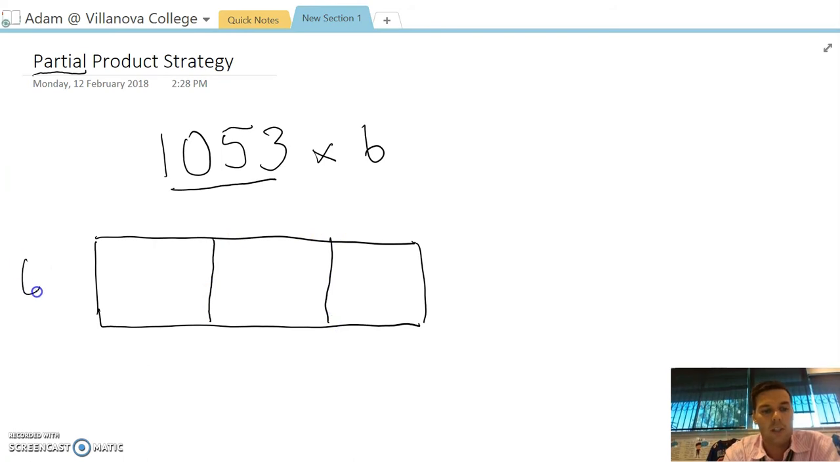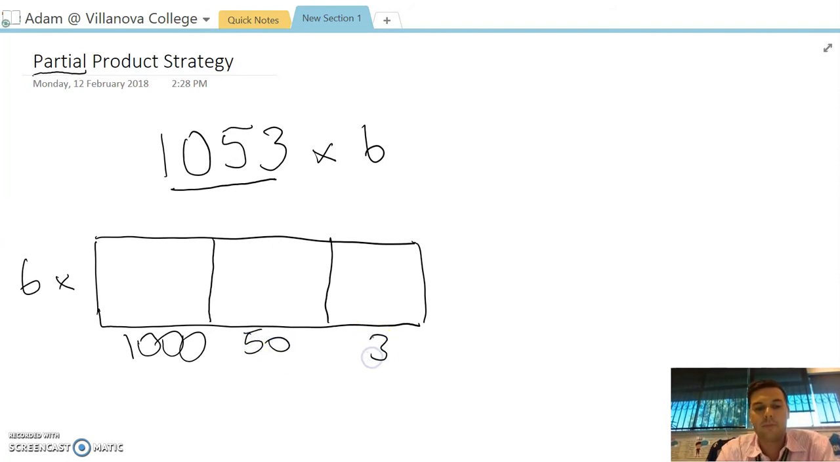I would put our 6 times there because we're multiplying by 6. And we look at our first digit. Our first digit is in the thousands column. So our 1 is worth 1,000. Now the 0, we can't make that anything. So we look at our next number, which is the 5. It's in the tens column. So this would be 50. And then we've got our ones column, which is 3. So now I can do 3 simple multiplication sums to find out my answer.